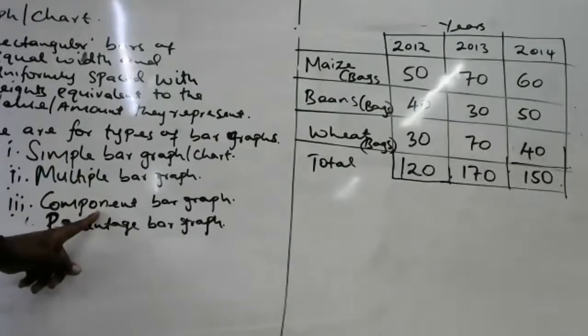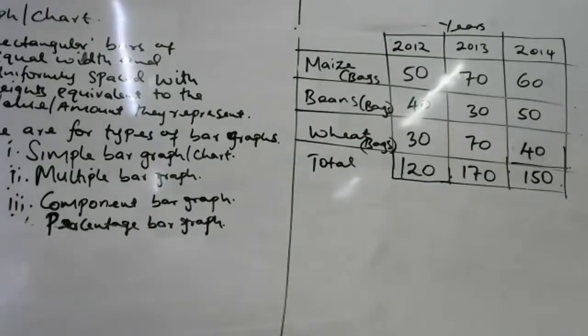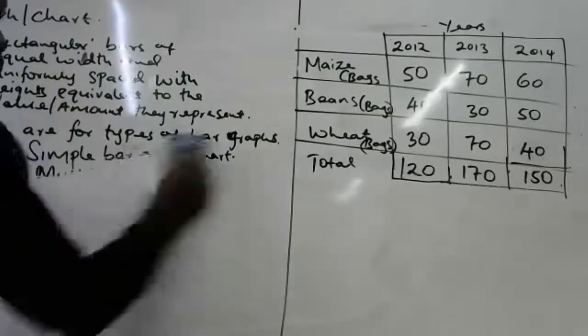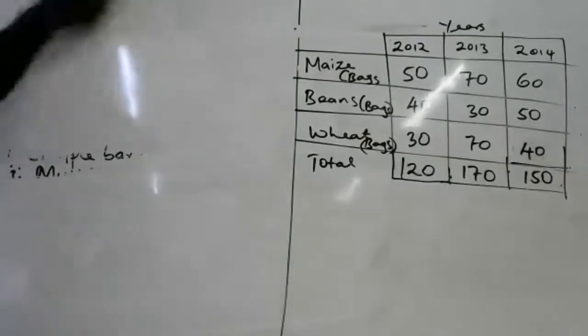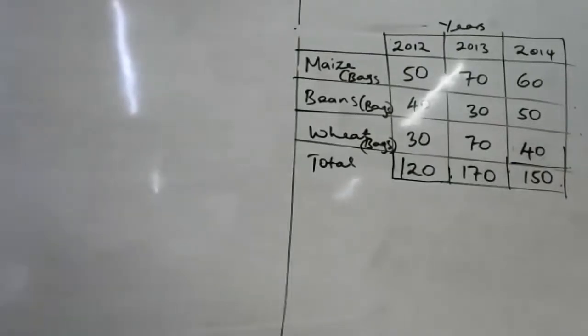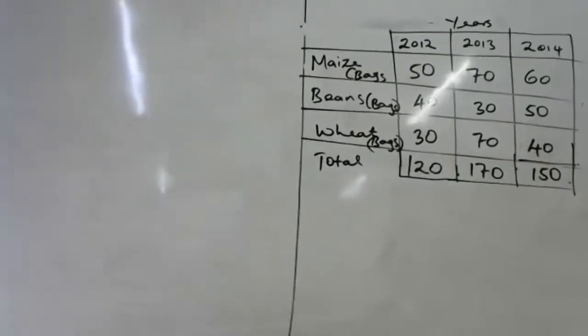Now you can be asked, using that data, to draw a simple bar graph, multiple bar graph, component bar graph, and percentage bar graph. You draw these four types of bar graphs. Remember, certain conditions must be fulfilled in each case. Let me draw them here. I want to start with the first one, which is the simple one.